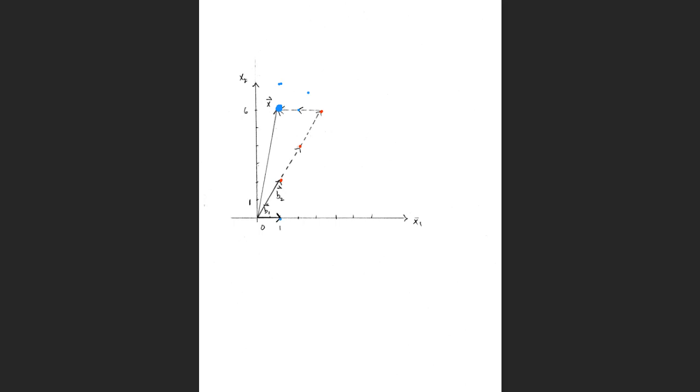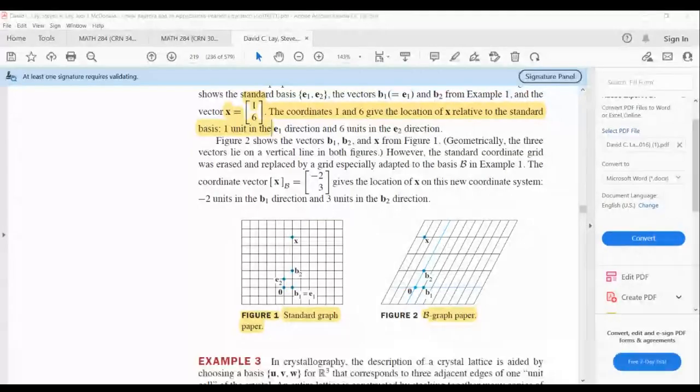Okay? And so you see what you can do is you can say, well, if I'm going to use a different basis here, I'm going to need new graph paper. I can't use the standard graph paper in figure 1. I have to use this graph paper in figure 2, where my units are B1 and B2 units. You see that? That's what I'm trying to get at.